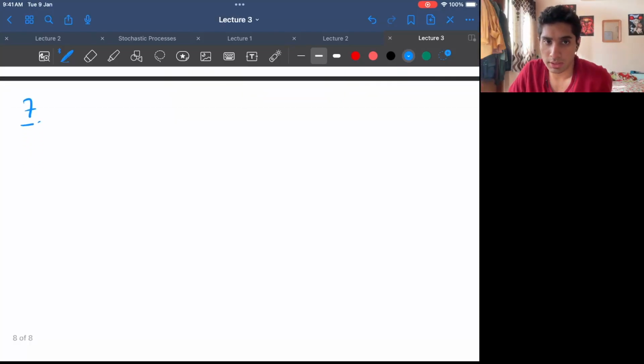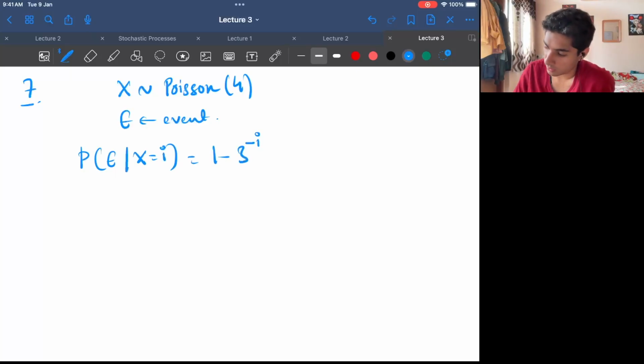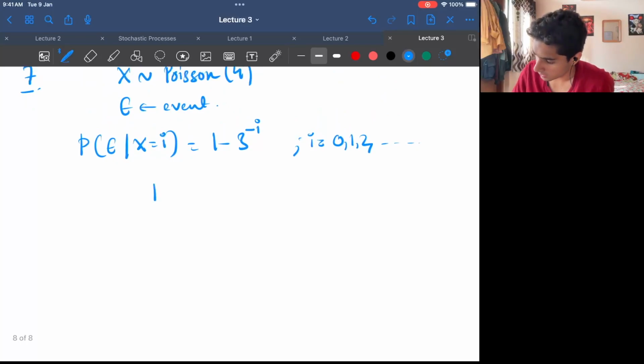So the question is as follows. x is a random variable which is distributed as Poisson 4. Okay. And E is an event such that the probability of this event given that x equals i is equal to 1 minus 3 raised to minus i. i can be equal to what? 0, 1, 2, and so on, right? The question asked is: what is the probability of E equal to?